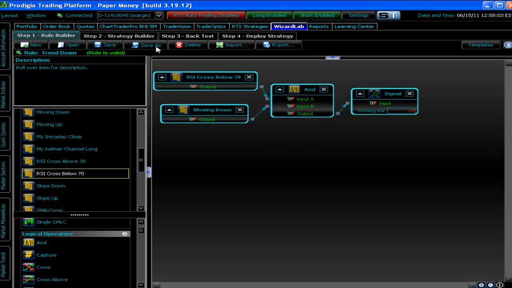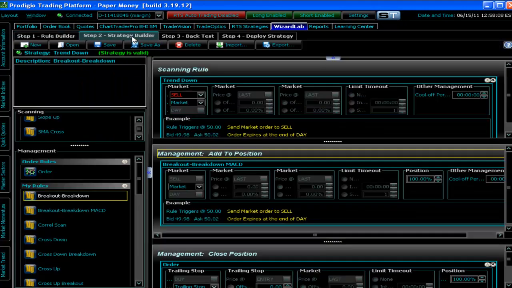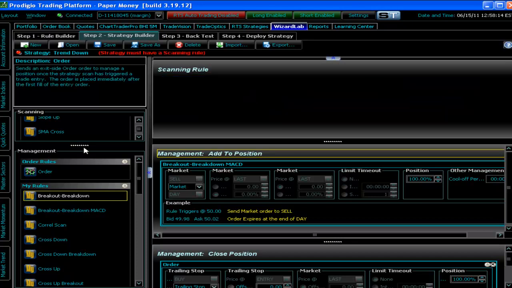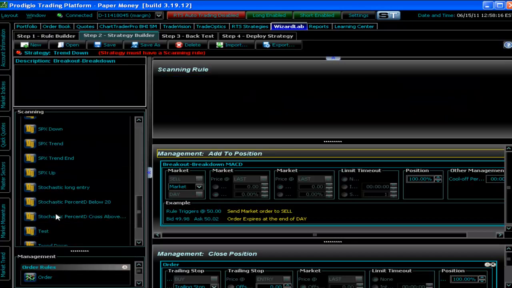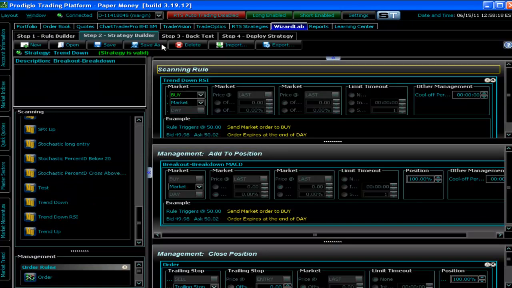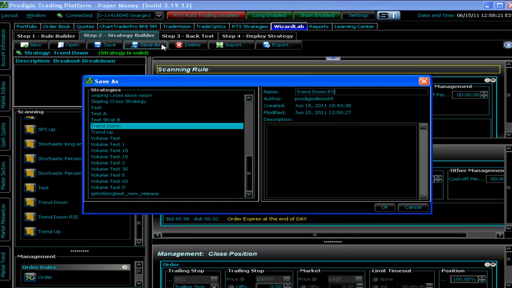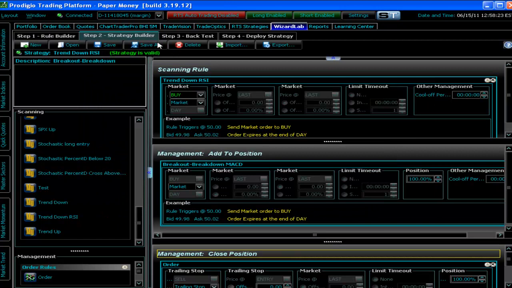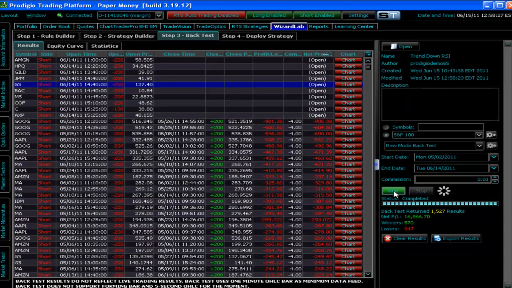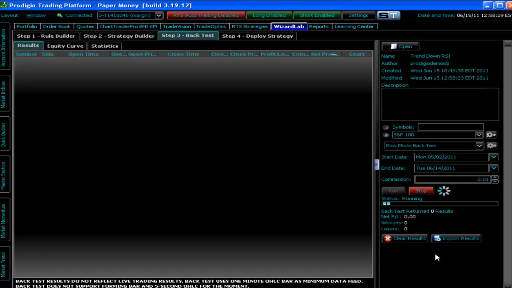All right, and let me save this as trend down RSI, just so that I don't confuse it against the other rule. Right, so I'll go into my strategy builder. I'm going to replace this trend down with trend down RSI, and save this as trend down RSI. And that should do it. Let's see what that does. May or may not be any better than the other one, but let's see.